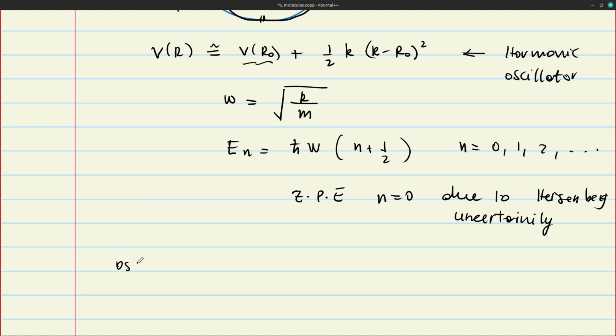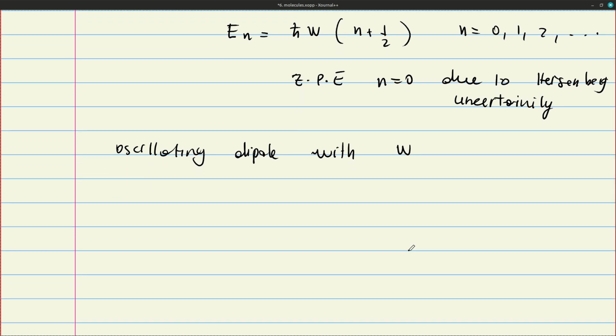So this is an oscillating dipole with omega. And it is going to emit radiation with omega, right? And that means radiation with omega. And that is going to mean there's a selection rule, delta n here, which is the quantum number. We used J previously. Now for the vibration level, I use n. It should be plus or minus 1.